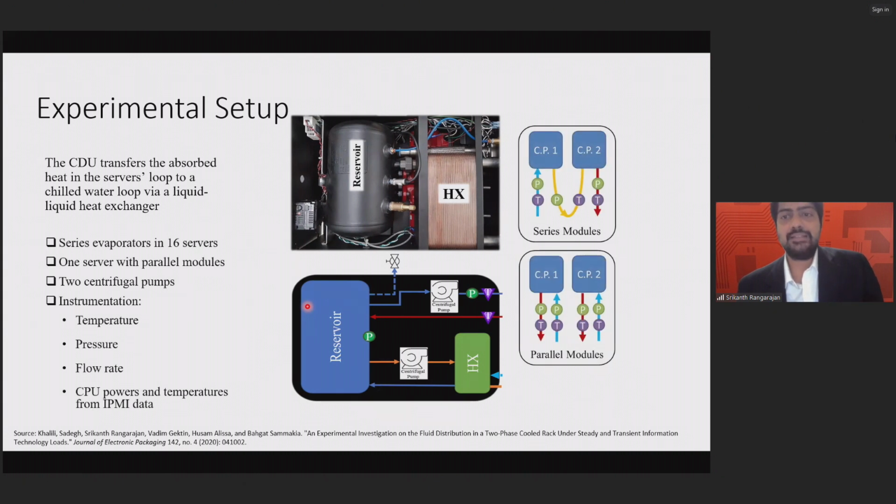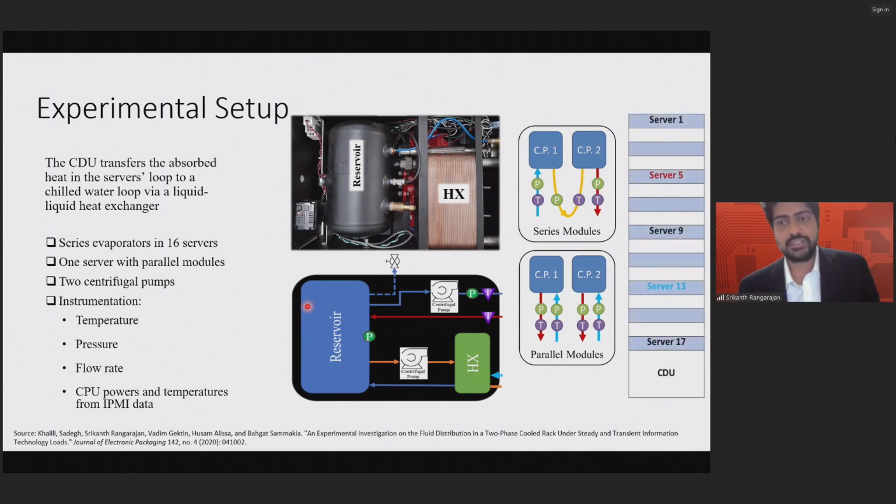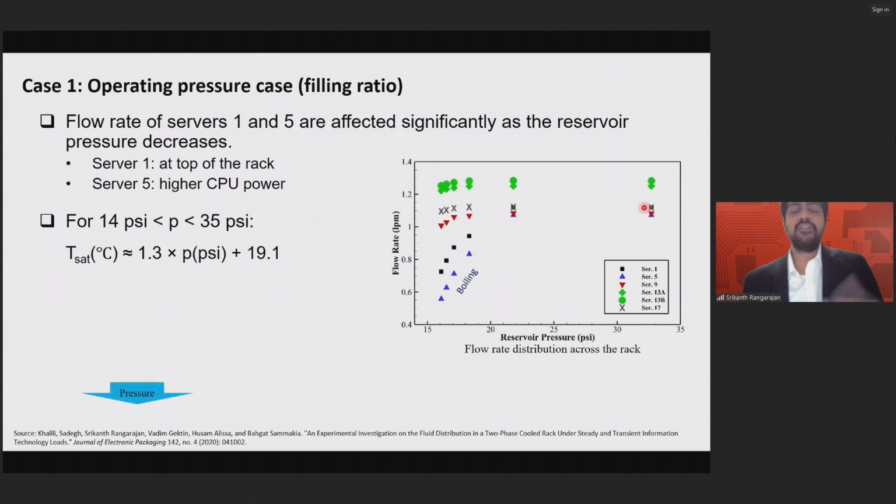And we also had these modules going through the manifold and then delivering the fluid to each of the servers. You can see here the servers are arranged vertically, and we have this coolant distribution unit having a common manifold to distribute the fluids. And we saw something very interesting.